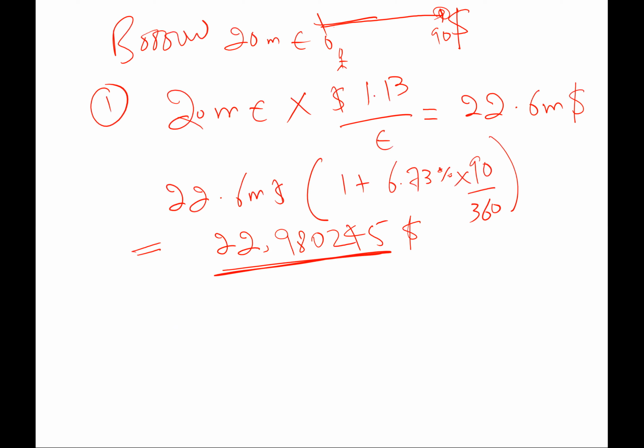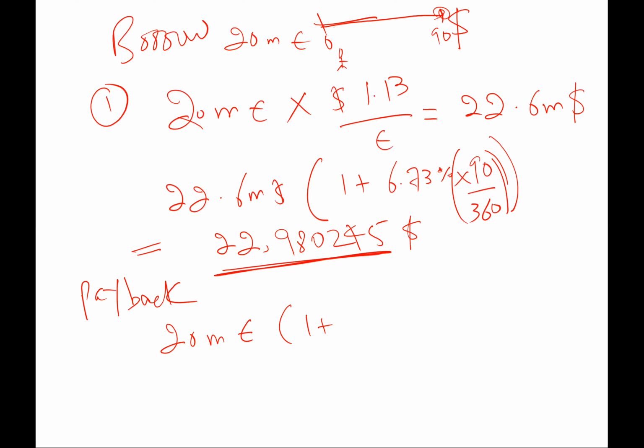After 90 days. Why do we calculate it after 90 days and not after a year? Because your question says in 90 days the spot rate is going to change. So we want to make a profit for 90 days. Got it. Otherwise, if it's yearly, we don't need to multiply by this. Okay, now how much do you have to pay back? Now it's the payback time. How much did you borrow? 20 million euros.